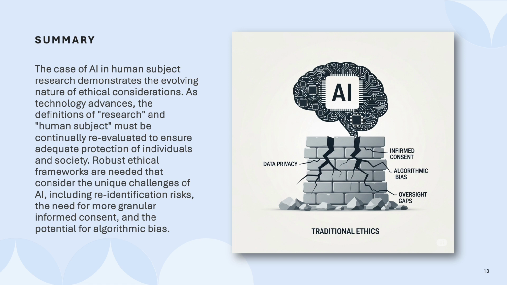Ultimately, we need to build and reinforce robust ethical frameworks specifically designed to handle the unique challenges of AI. This means directly addressing re-identification risk, demanding more specific informed consent, and actively working to mitigate algorithmic bias. And this leads us to some important questions that we pose for discussion.